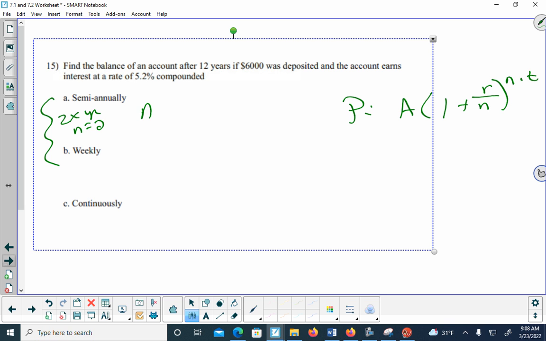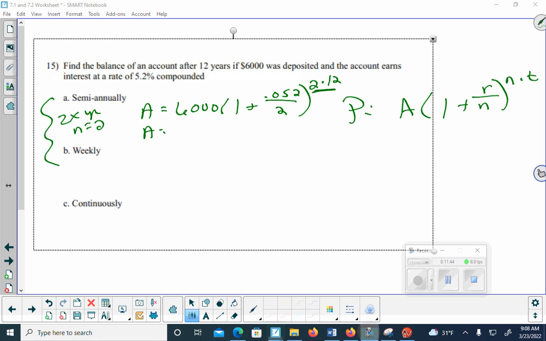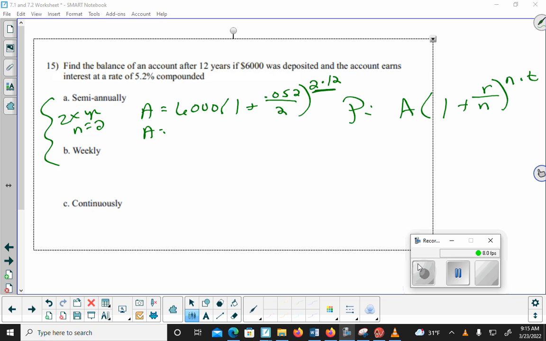So I deposit $6,000. My rate is 5.2%. Change that to a decimal, so 0.052 over 2, because I'm compounding twice a year. And I'm going to raise this to the 2 times 12, because I'm compounding twice a year for 12 years. And this should make sense because I'm compounding 24 times. When I put that in my calculator, and that's all I'm doing, I get my answer. With that value on my calculator, I'm going to change that to $1,109.